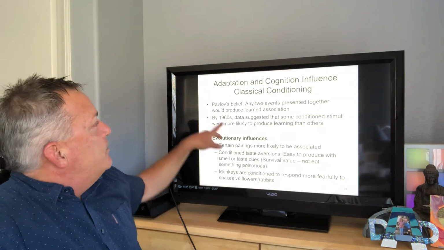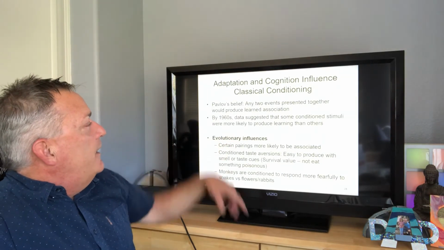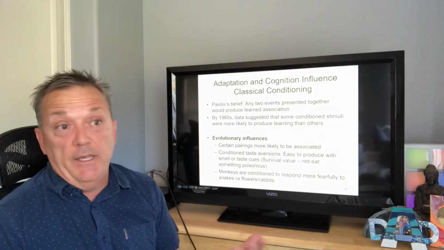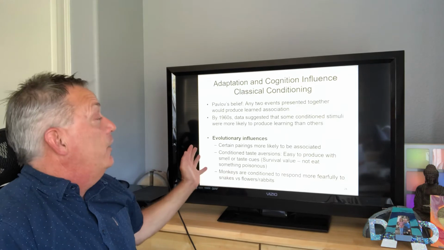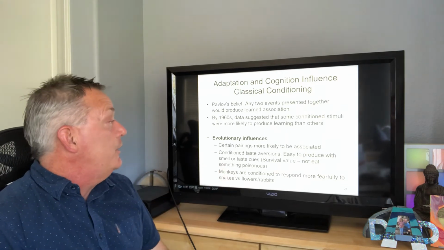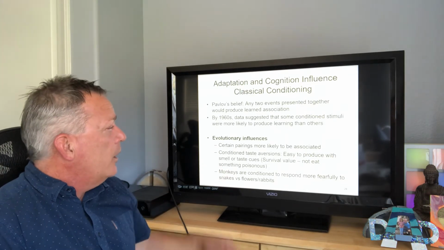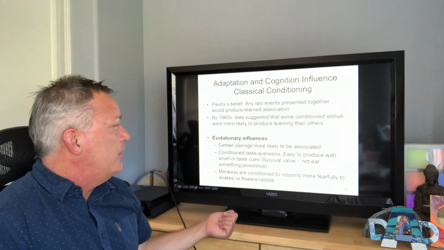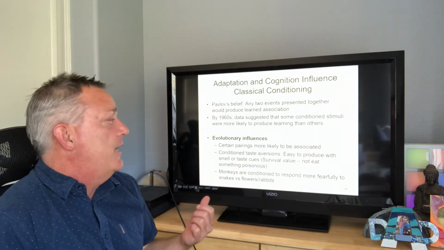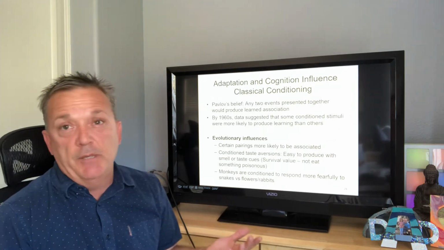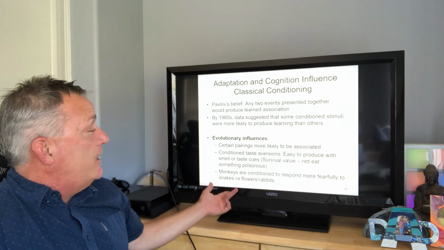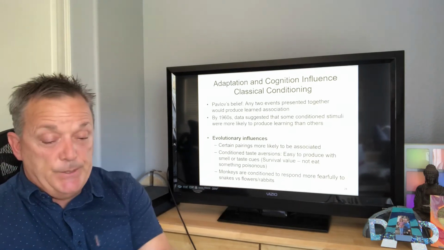Pavlov's belief was that any two events presented together would produce learned association. By the 1960s, data suggested that some conditioned stimuli were more likely to produce learning than others. There are evolutionary influences. Certain pairings are more likely to be associated. There are conditioned taste aversions, easy to produce with smell or taste cues, and that's because it has a survival value, not eat something poisonous, right? Monkeys are conditioned to respond more fearfully to snakes versus flowers and rabbits.